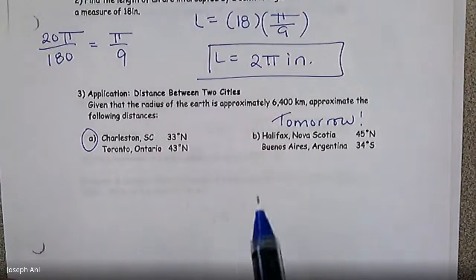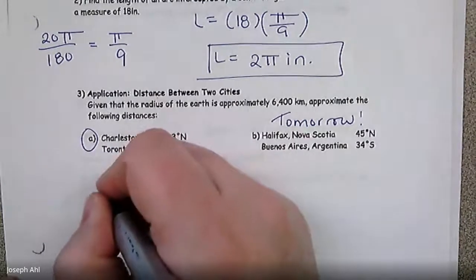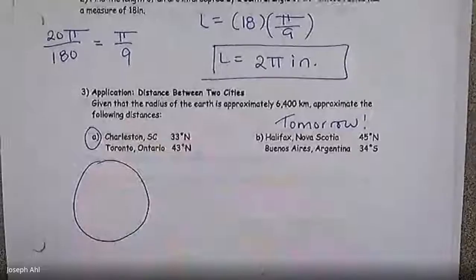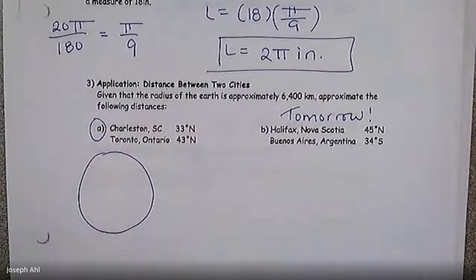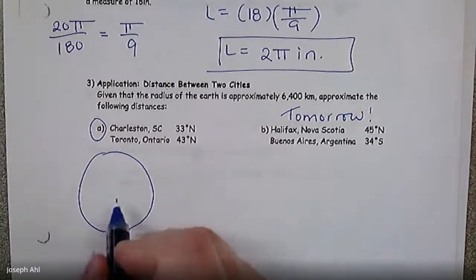Now, when we do this type of application, we think about the Earth being round and spherical here. The cities that we're given are going to be approximately on the same line of longitude. If they're on different lines of longitude, it requires additional calculations, but we won't see that in our course, okay?